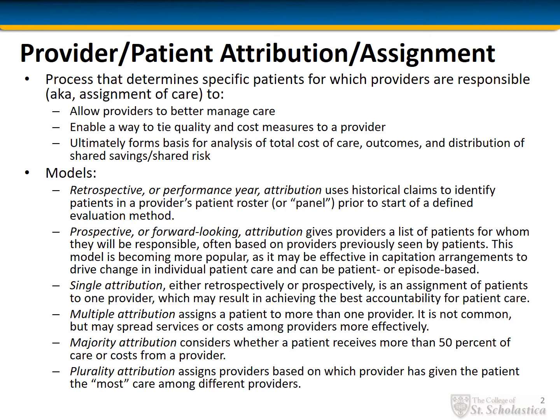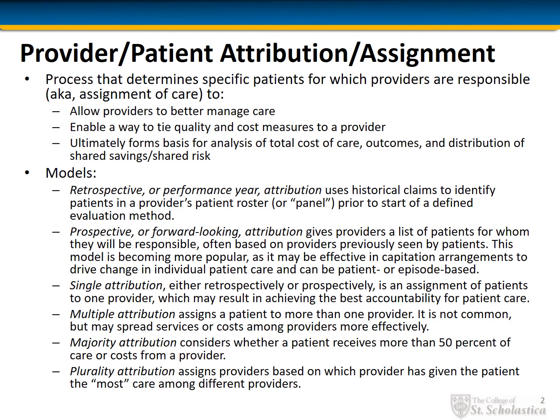Now, in addition to whether it's retrospective or prospective, there are a variety of additional components to the attribution models, often a combination of the following. One would be single attribution, where again, either retrospectively or prospectively, patients are assigned to one provider, which may result in achieving the best accountability for patient care. Multiple attribution, on the other hand, again, either retrospectively or prospectively, assigns a patient to more than one provider. It is not common but may spread services or costs among providers more effectively.